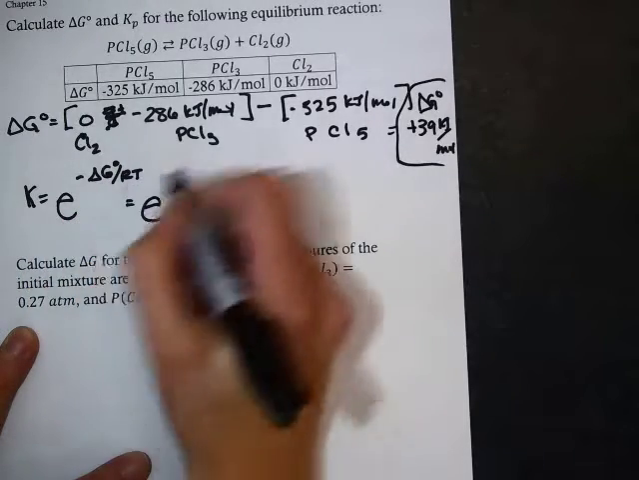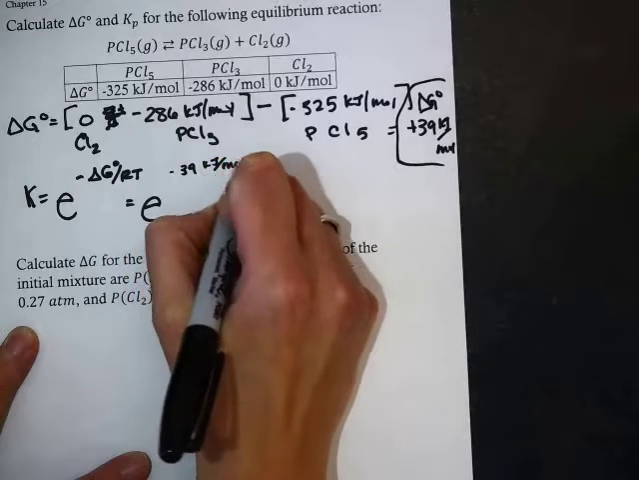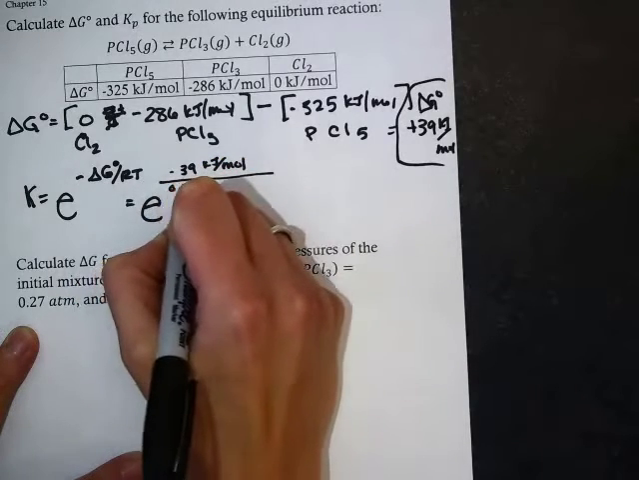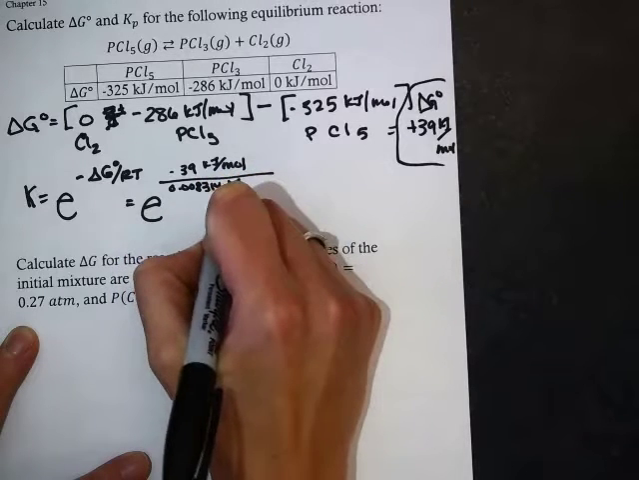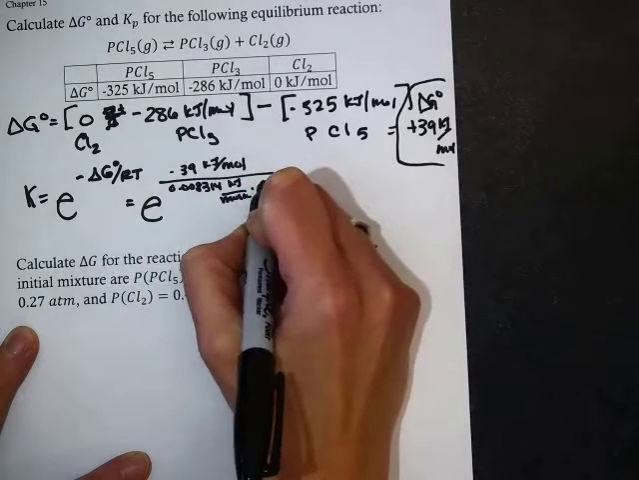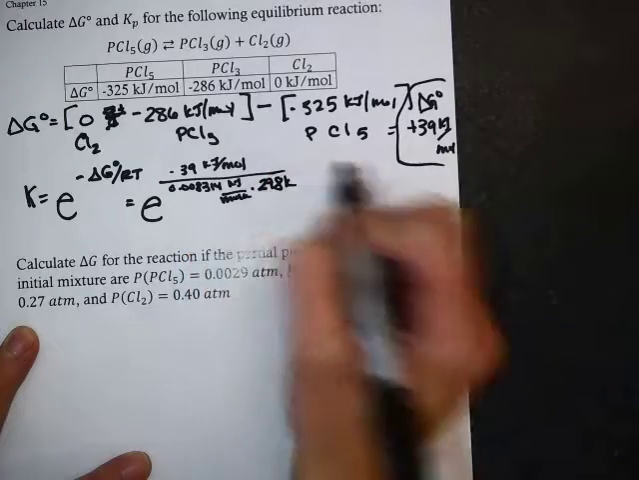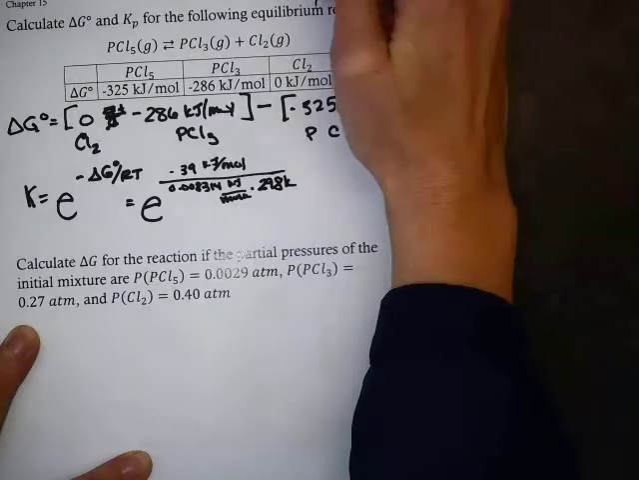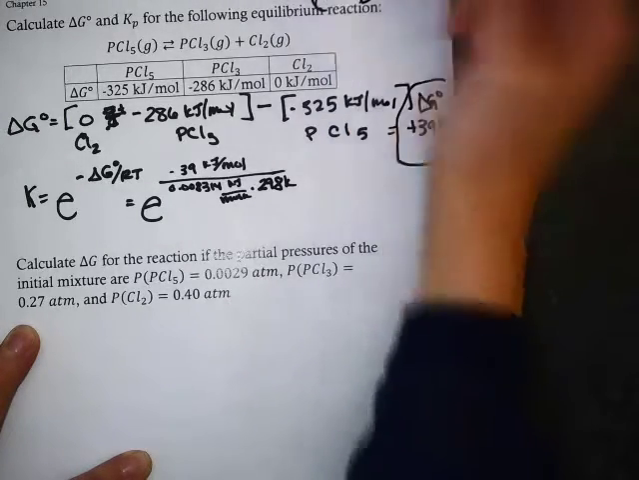So negative 39 kilojoules per mole. R, I need to convert that to kilojoules per mole if I'm going to leave my delta G in kilojoules per mole, or I could convert the delta G to joules. I just need those units to cancel. And then the 298 didn't actually say that in the problem, but I'm just going to assume that's what they meant.